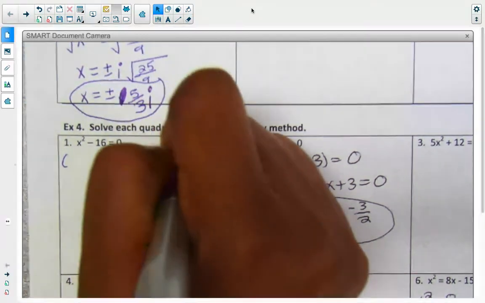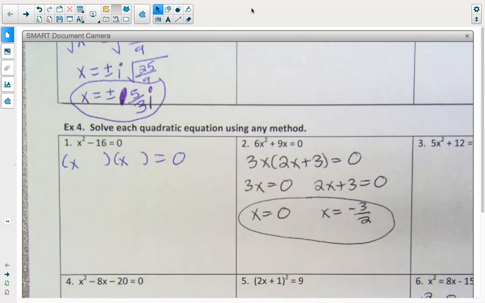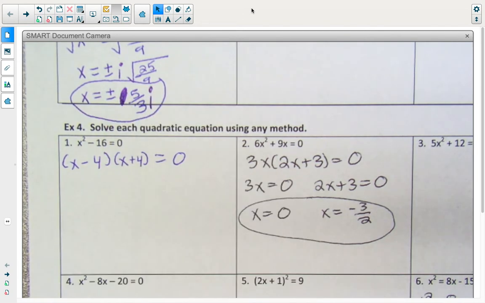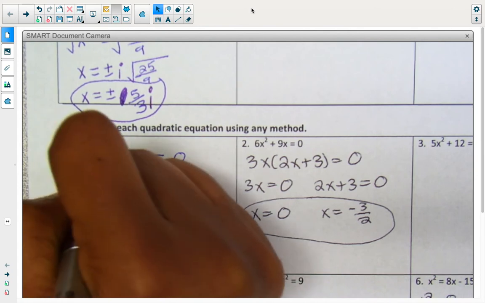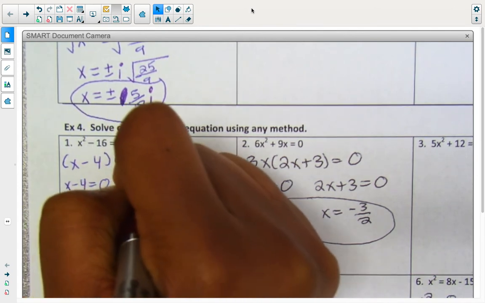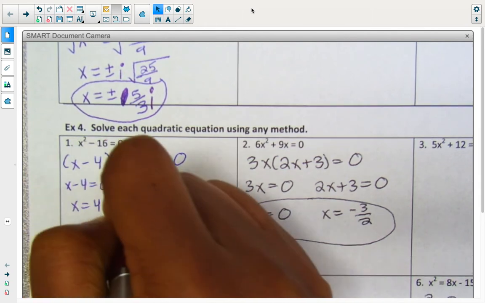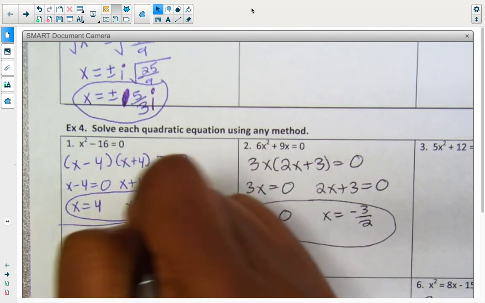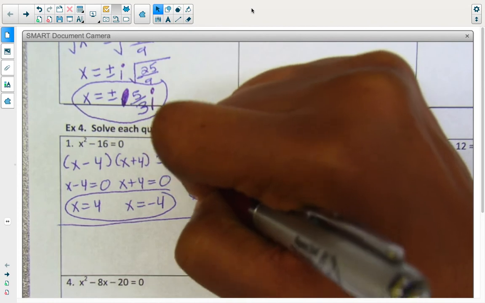So if we chose to factor the problem, 2 numbers that multiply to give me negative 16, add to give me 0. That would be negative 4 and positive 4. So each factor equal to 0. x minus 4 equals 0. x plus 4 equals 0. So my 2 answers are 4 and negative 4. So this is one way to solve the problem. So the first way I solve the problem is by factoring.